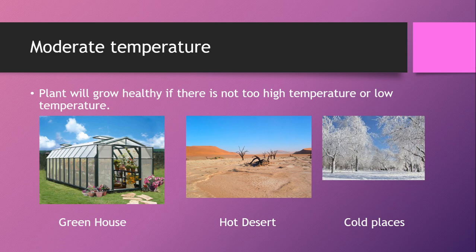These greenhouses are good for the plants. Why are they good for plants? Because they have normal temperature inside, and the plants get sunlight through the glass, as the sunlight passes through it, and the temperature inside is very normal.